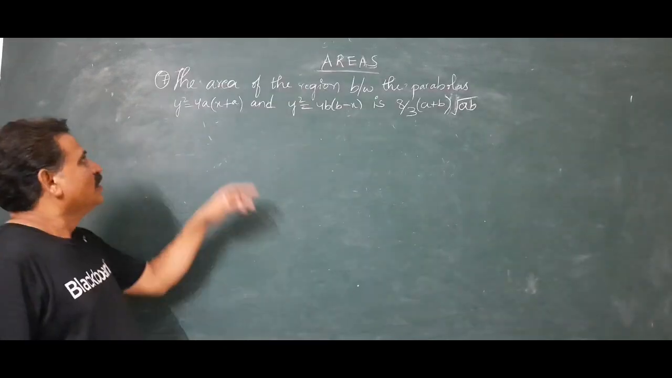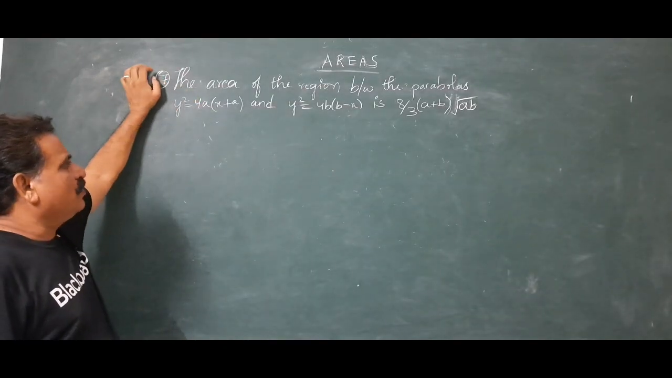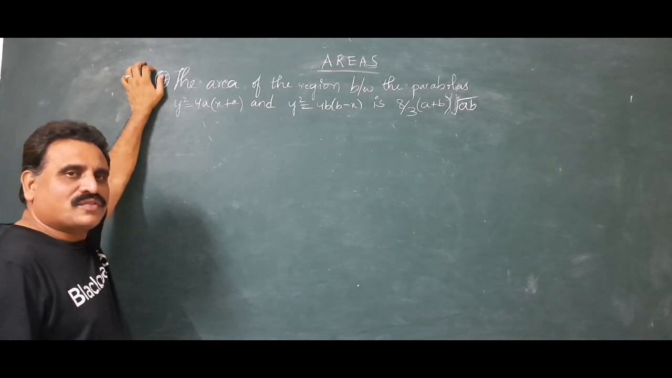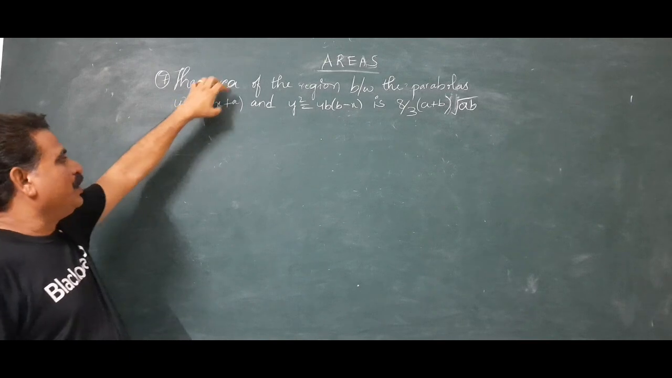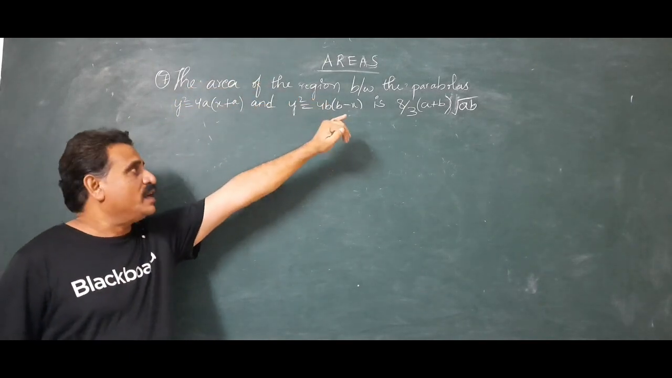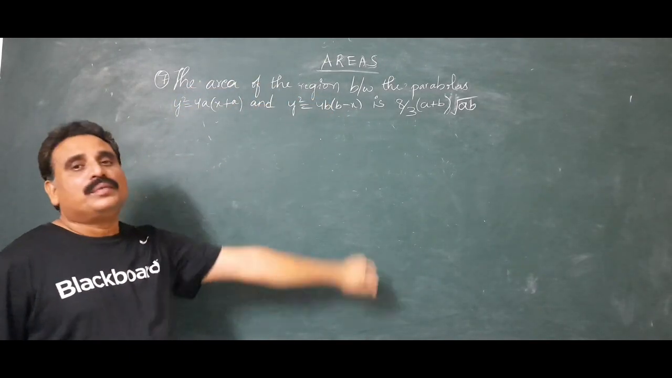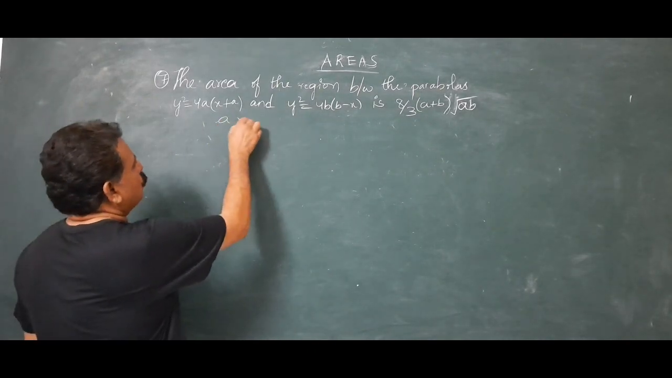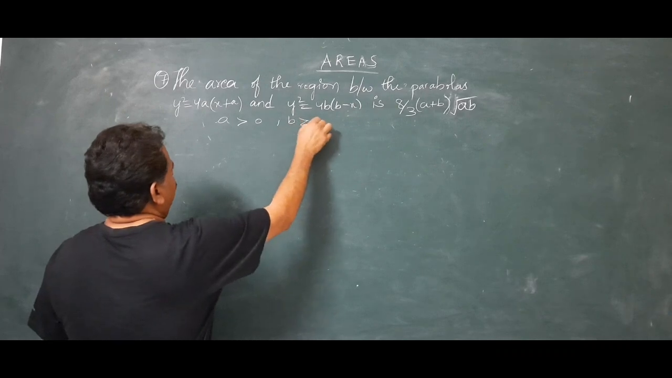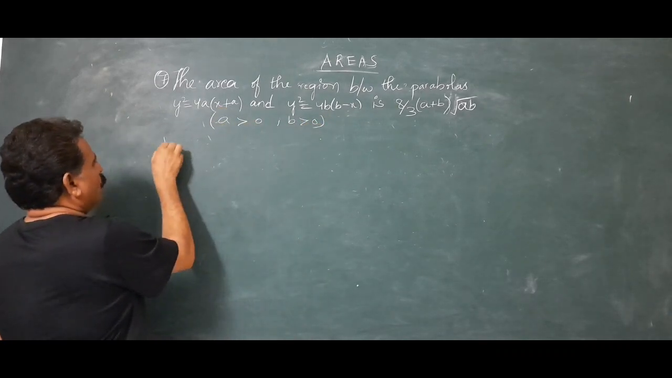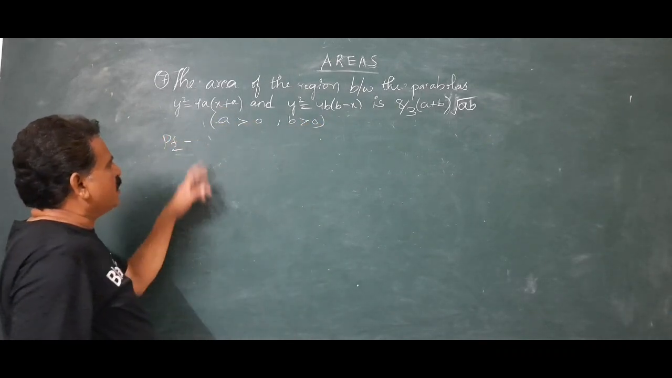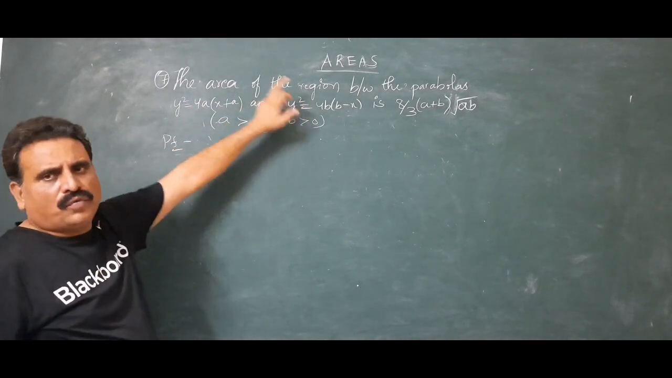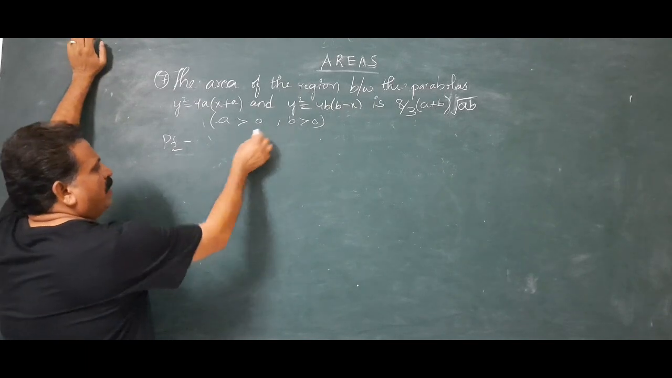Next, the area of the region between the parabolas y square equal to 4a into x plus a, and y square equal to 4b into b minus x. Here a and b both are positive, a greater than 0 and b greater than 0. Now here is the proof. Y square equal to 4a into x plus a, and y square equal to 4b into b minus x.